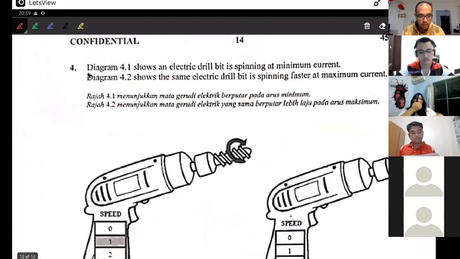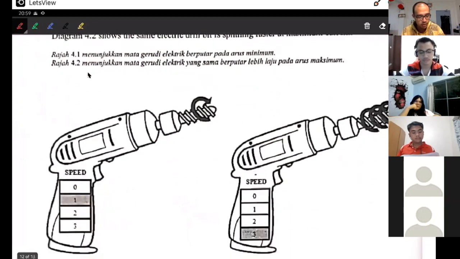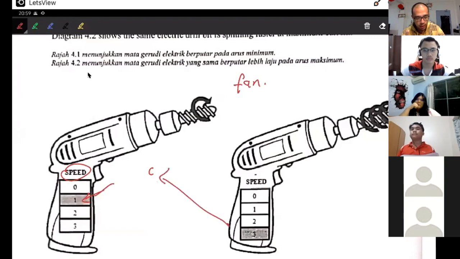Okay, so this one is an electric drill bit spinning at minimum current. So the speed over here is the minimum current. This question is the exact same question as the fan question. You press fan number 1, the fan moves slowly. If you press fan number 3, the fan rotates faster. And this one, those of you who are under me will know this experiment already. This speed represents the current.